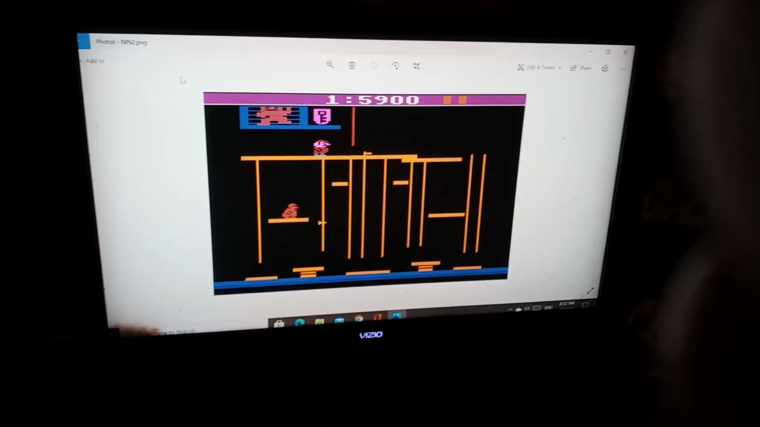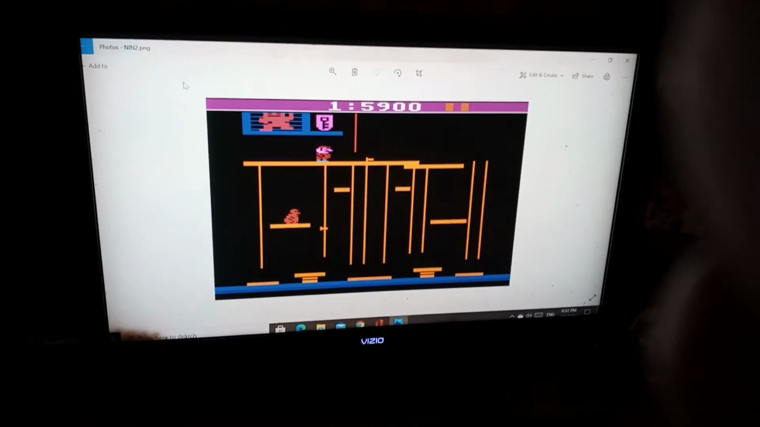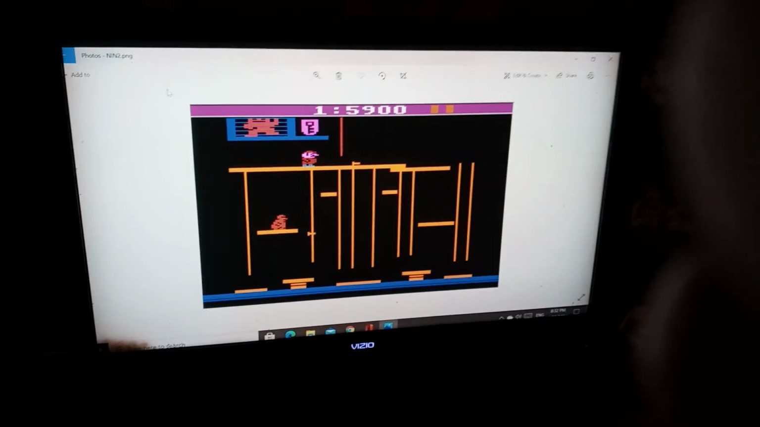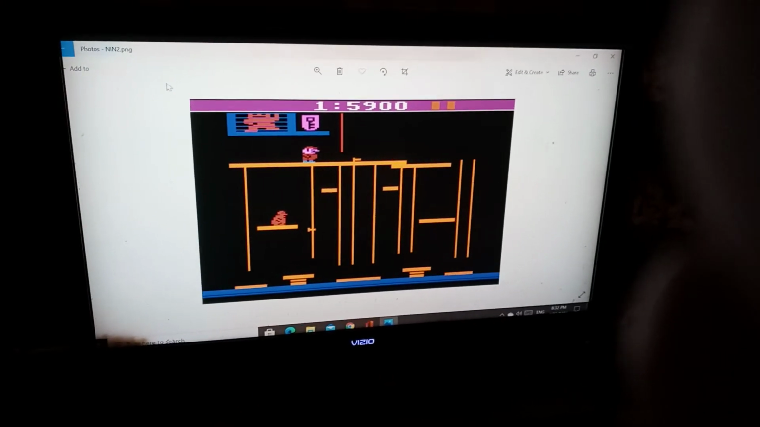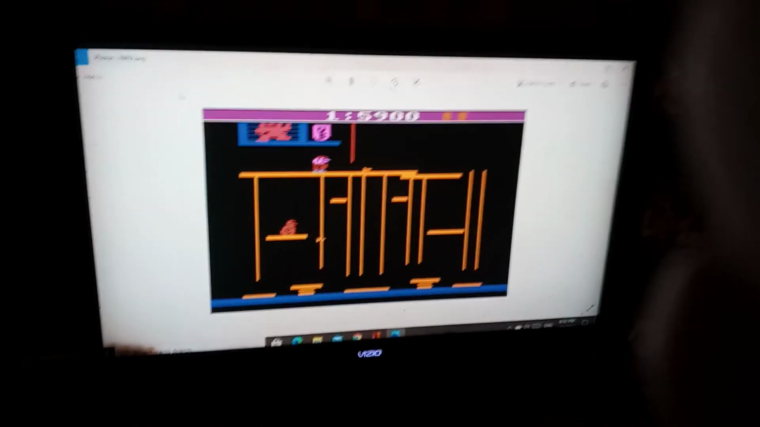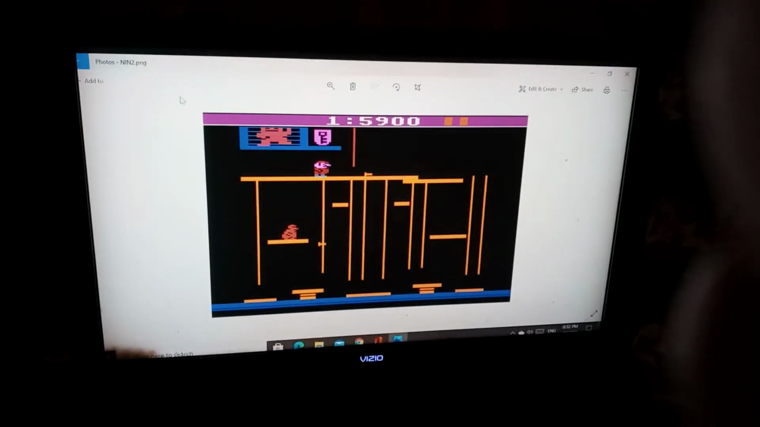But Coleco forgot to include the fruit that you drop on the enemies to kill the enemies, and they forgot to make it to where you got points for jumping over the enemies. And that ruined the game, or at least that's how I feel about it.